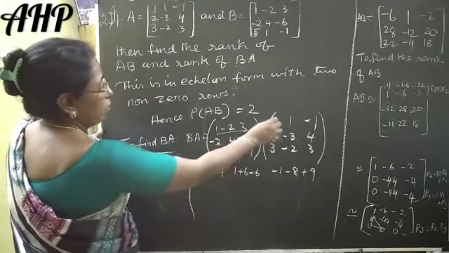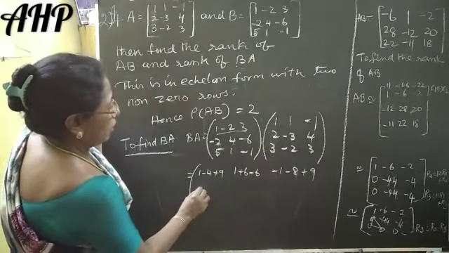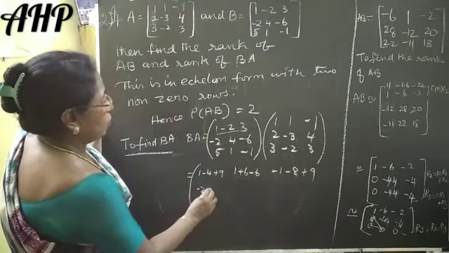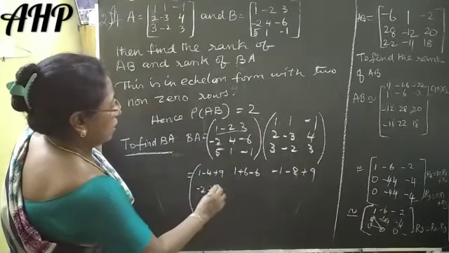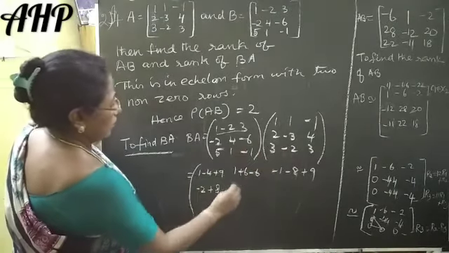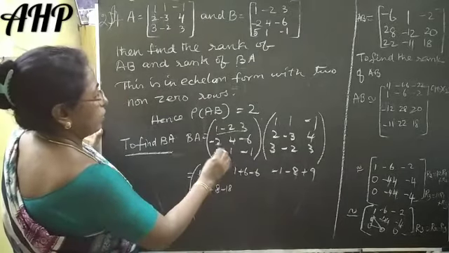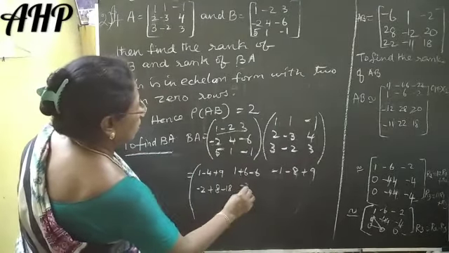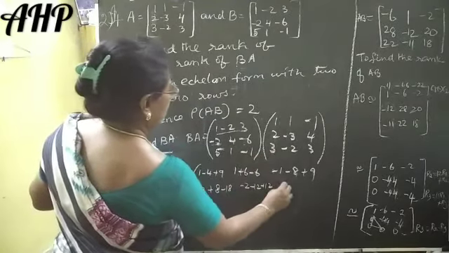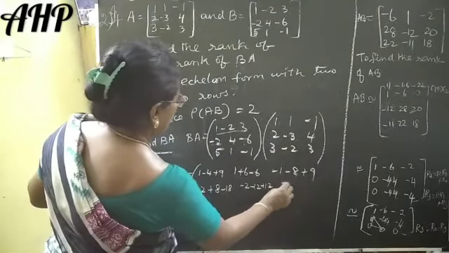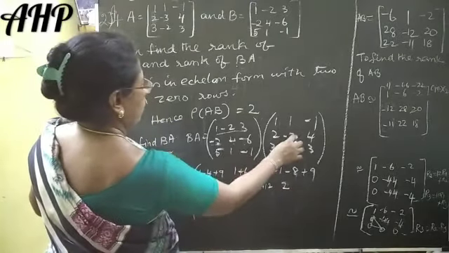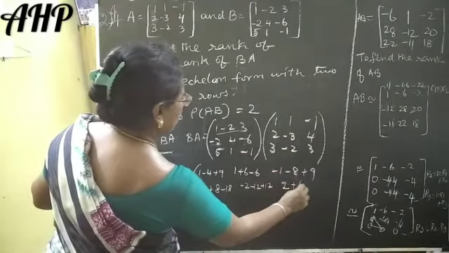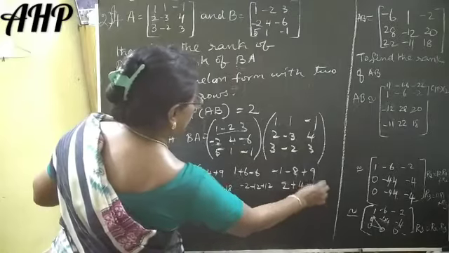Now the second row with this first column: minus 2 plus 8 minus 18. Second row with the second column, minus 2 minus 12 plus 12. Second row with third column, 2 plus 16 minus 18.